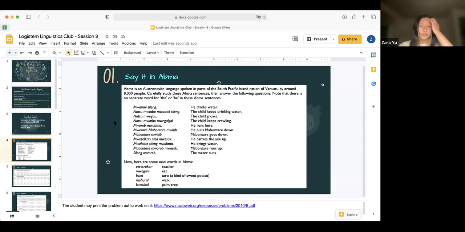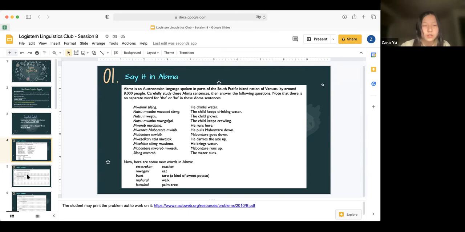So let's go to our first problem, called Say It in Abma. I don't know if I pronounced that right. It's a language that's spoken in parts of the South Pacific island nation of Vanuatu, by around 8,000 people, so it's very unlikely that you'll know what any of this means. It gives you some sentences in this language with the English translations, and then some other words that aren't given in sentence format.